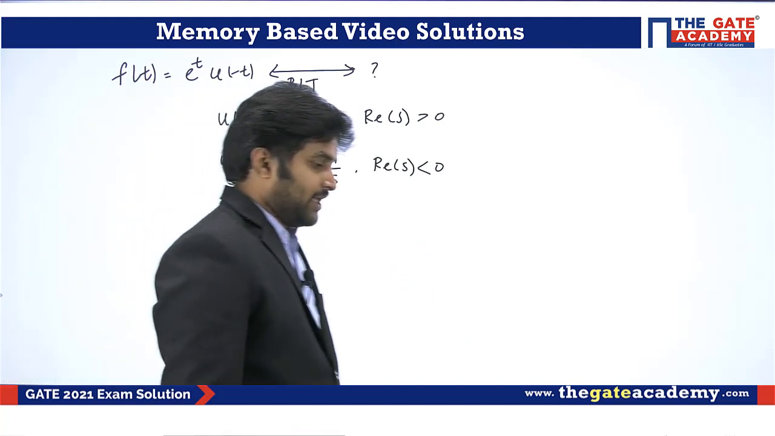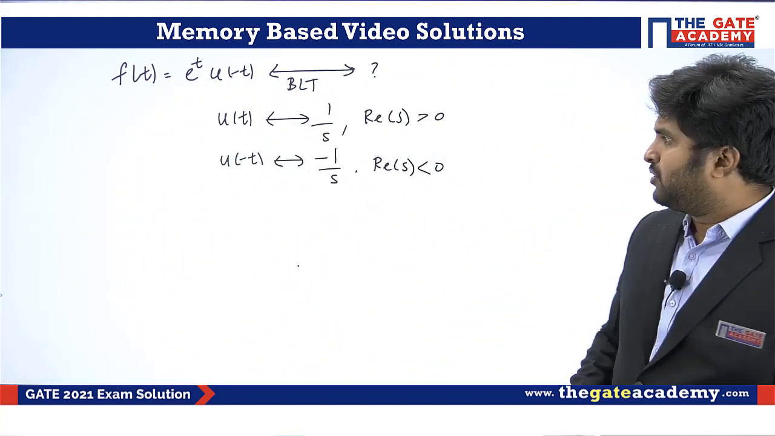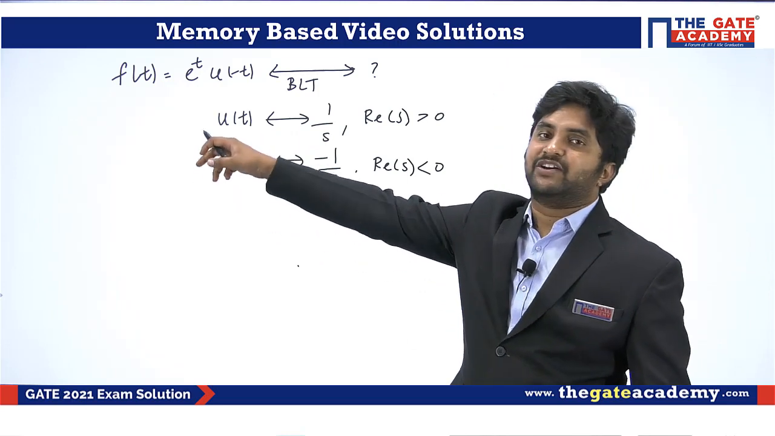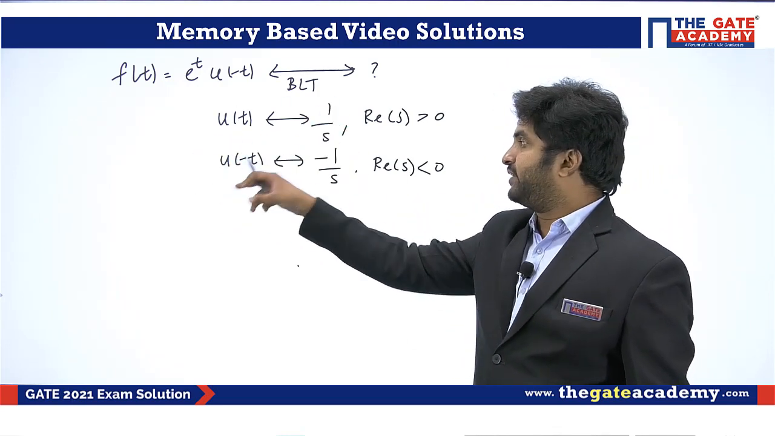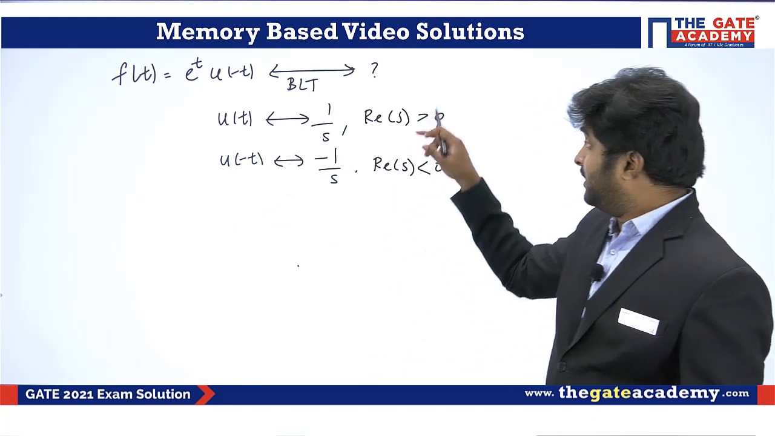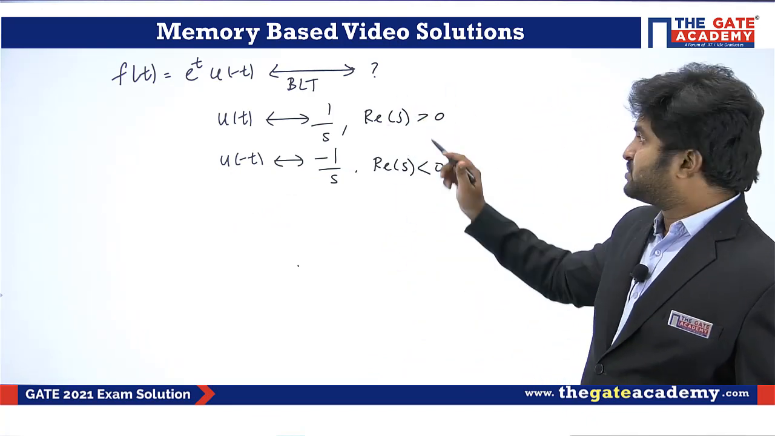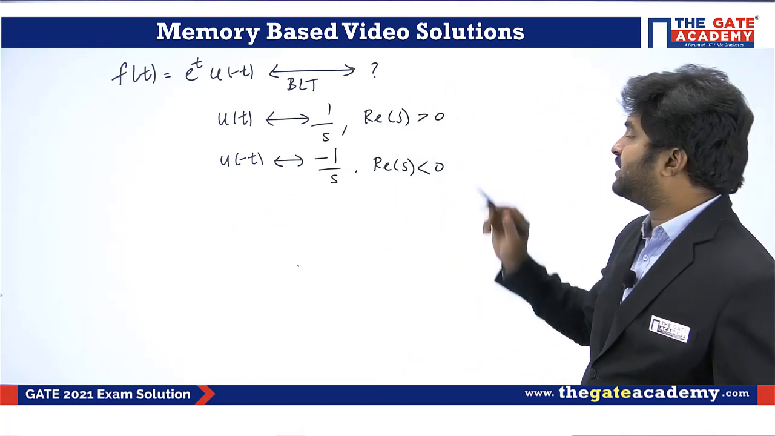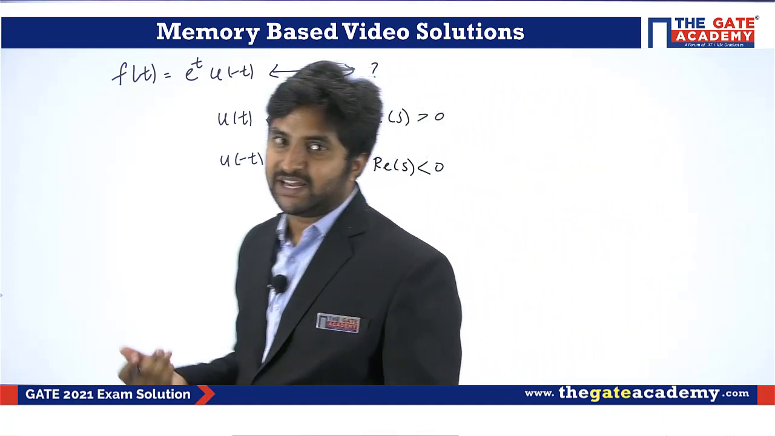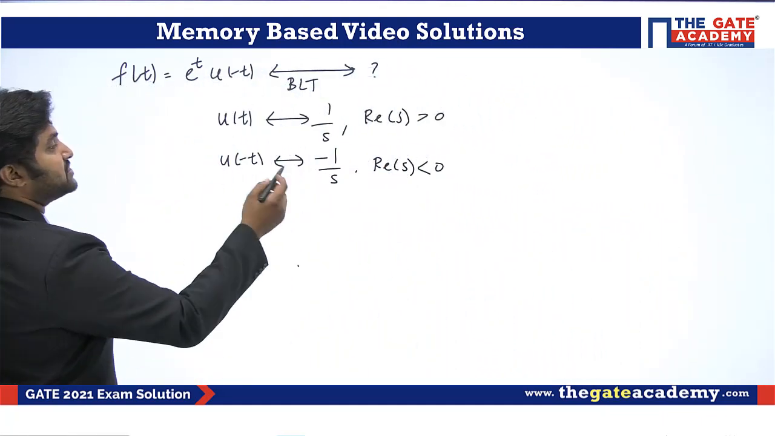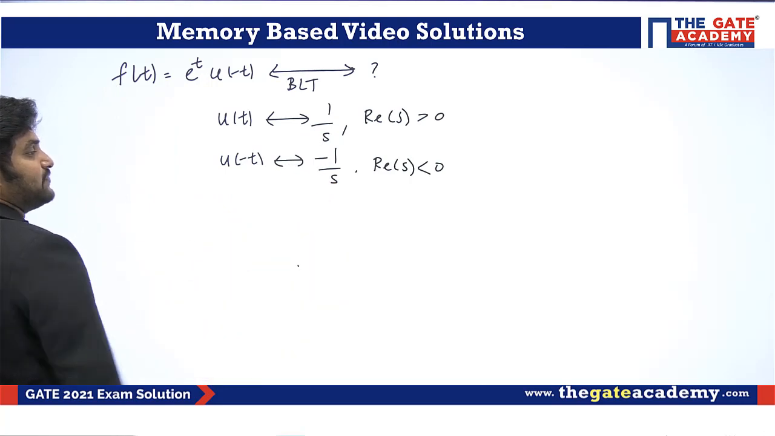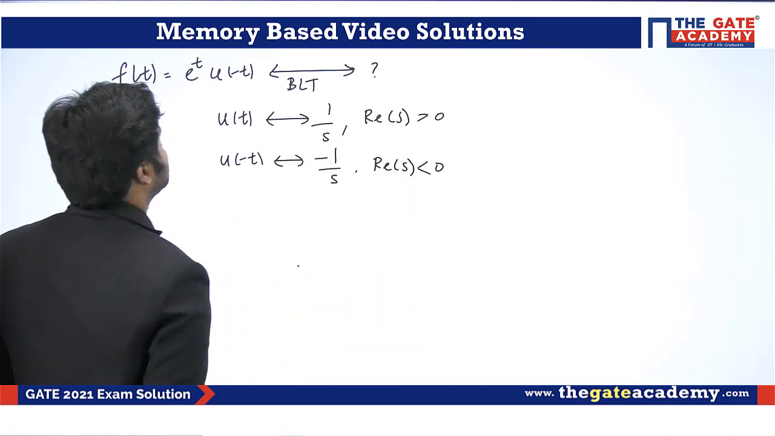Either you apply the time reversal property, or u of t and u of minus t are standard functions. For u of t it is 1 by s, for u of minus t it is minus 1 by s, and the ROC is going to be complementary. If here it is sigma greater than 0, here it is going to be sigma less than 0. As simple as that. So u of minus t has the Laplace transform minus 1 by s for the real part of s less than 0.